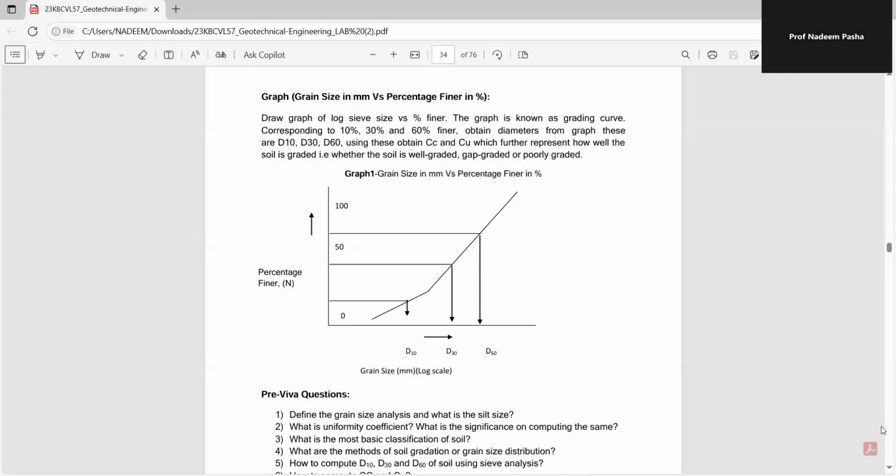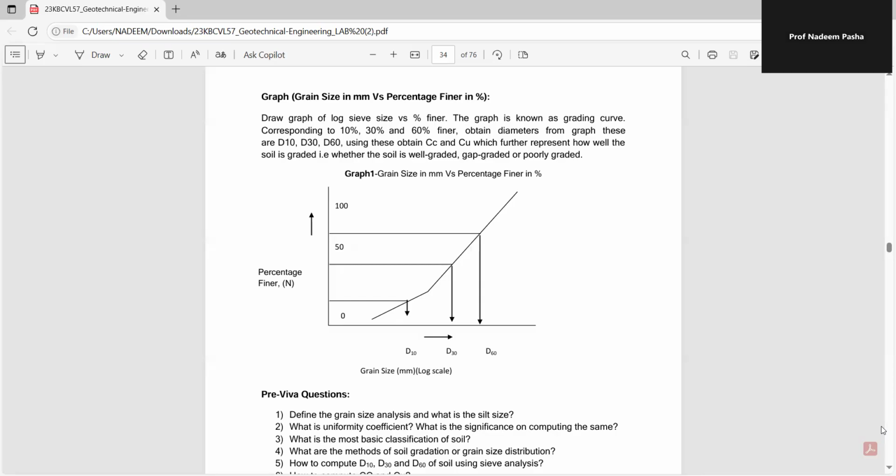Using this, we obtain Cc and Cu, that is, the coefficient of curvature and the coefficient of uniformity, which further represent how well the soil is graded. That is, whether the soil is well graded, gap graded, or poorly graded. That is graph 1: grain size in mm versus percentage finer. The left side is the percentage finer, and the X-axis is grain size in mm.